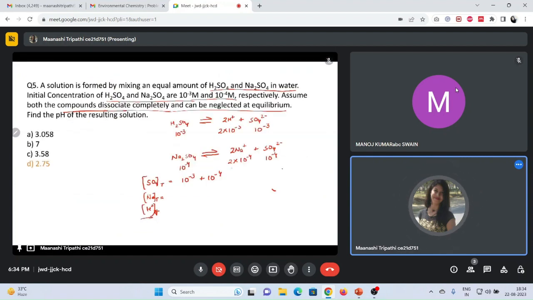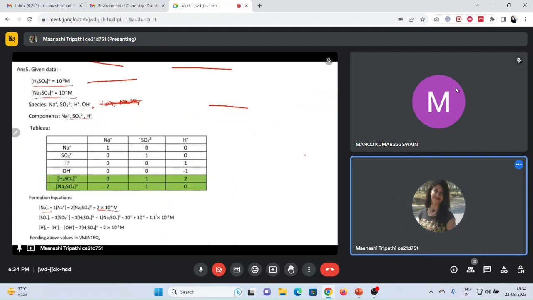So how much sodium did we see here also? 2 into 10 raised to power minus 4. How much sulfate? 10 raised to power minus 3 plus 10 raised to power minus 4, which is equal to 1.1 into 10 raised to power minus 3. We can get this value from a calculator. How much H total is there? H plus minus OH, which is 2 into 10 raised to power minus 3. We will feed all these values in Visual MINTEQ.